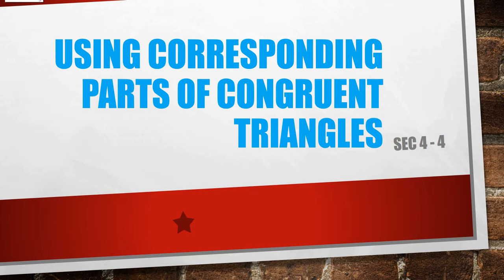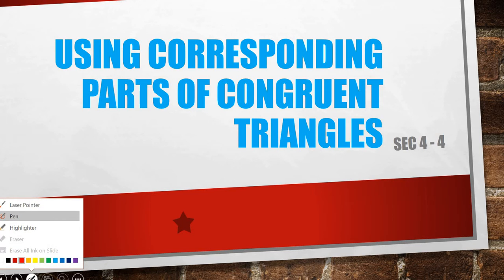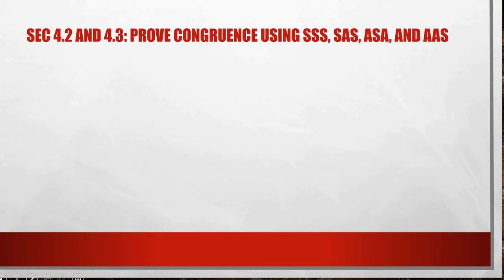Okay, section 4.4 is using corresponding parts of congruent triangles. So in this section, we are going to look at something a little bit new. In sections 4.2 and 4.3, we proved congruence using side-side-side, side-angle-side, angle-side-angle, and angle-angle-side.